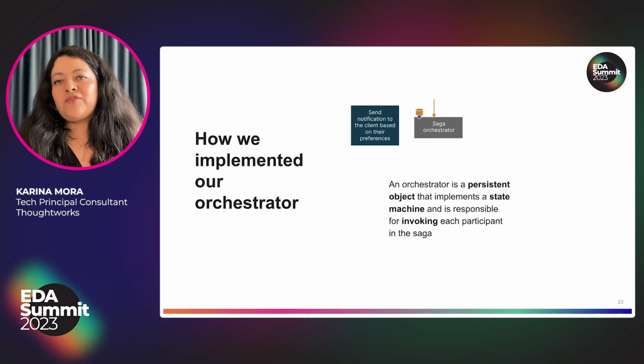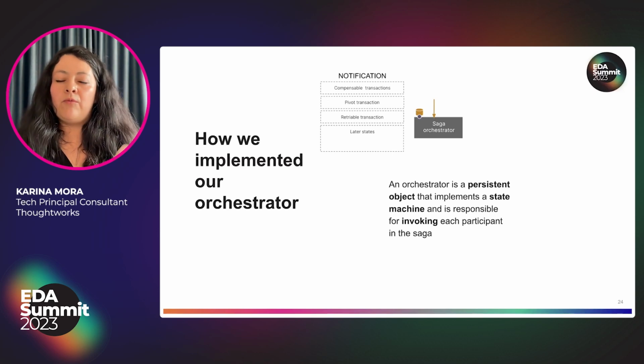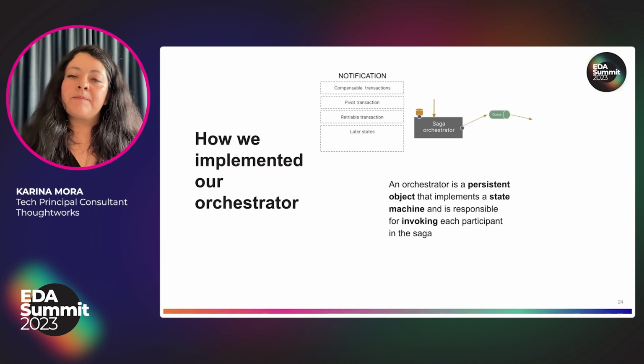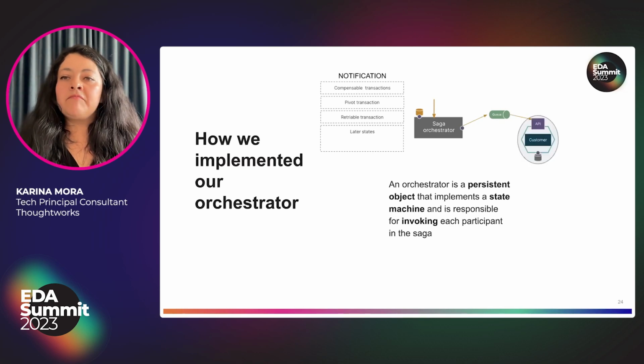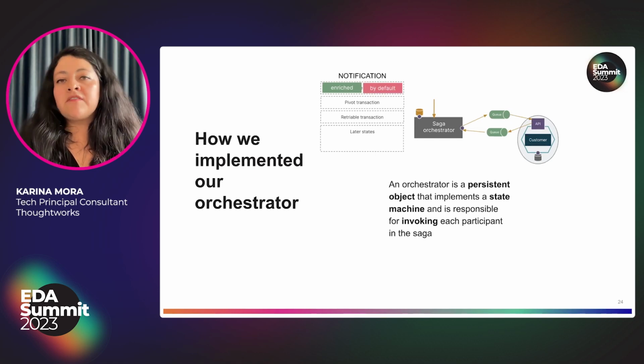We decided to use an orchestrator as I am showing here because that way we have this overall logic centralized. If you think about the Saga and how different statuses flow while we are moving through the different calls, we begin by getting the customer preference. And for us, conceptually, it meant an enriched state. If we were not able to get that information, then we consider a default state.